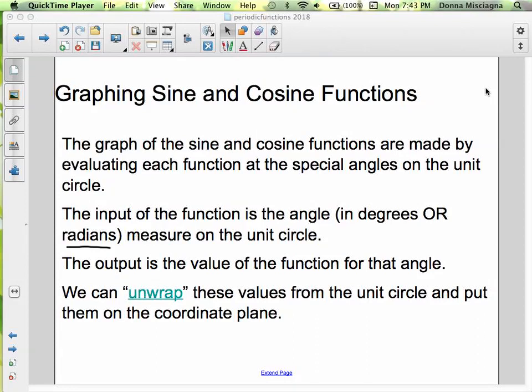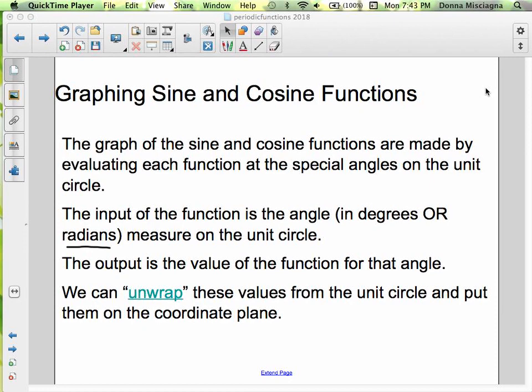So, graphing sine and cosine functions. The graphs of the sine and cosine functions are made by evaluating each function at the special angles on the unit circle. The input of the function is the angle in degrees or radians. We will be working just with radians. That's why radians is underlined. The output is the value of the function for that angle.